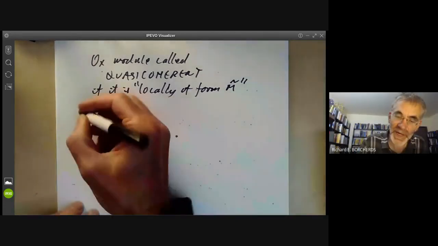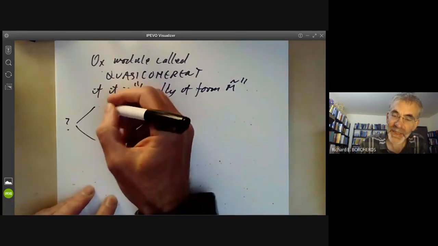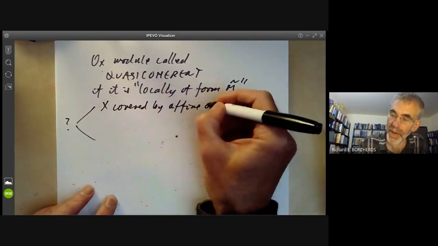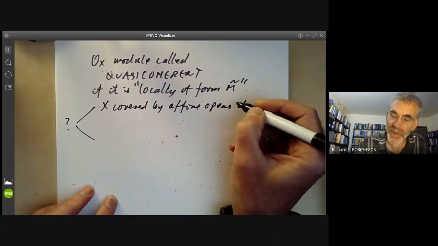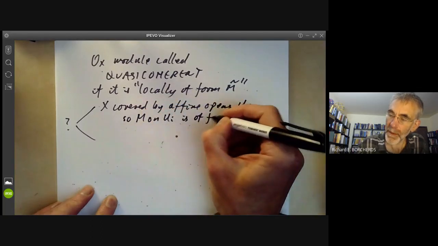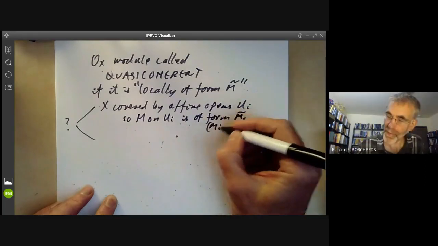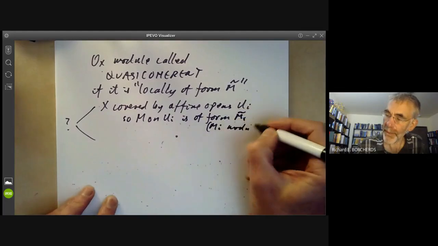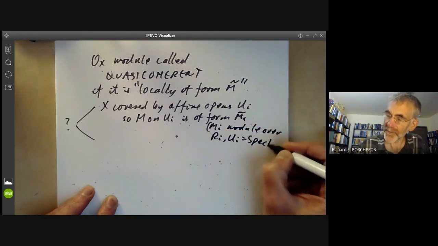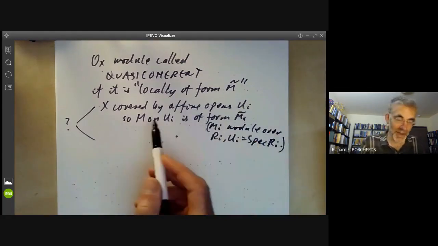Well, there are two possible ways we could define this. We could say this means X is covered by affine opens U_i so that M on U_i is of the form M_i twiddle, where M_i is a module over R_i and U_i is the spectrum of R_i. So this is saying we can cover it by open affines such that M looks like a module over a ring.